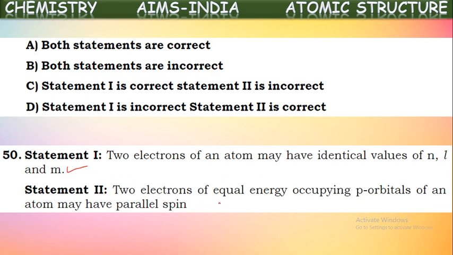Second one, two electrons of equal energy occupying p orbitals of an atom may have parallel spin. Of course, two electrons with equal energy may have parallel spin. Yes, according to Hund's rule, electrons in the degenerate orbitals will occupy singly first. So the electrons in the same energy may have parallel spin. It is also a correct statement. So both 1 and 2 are correct statements. So the correct answer is A.